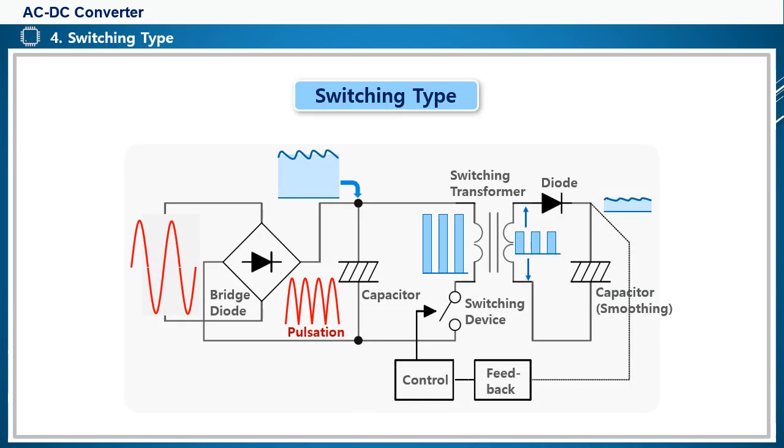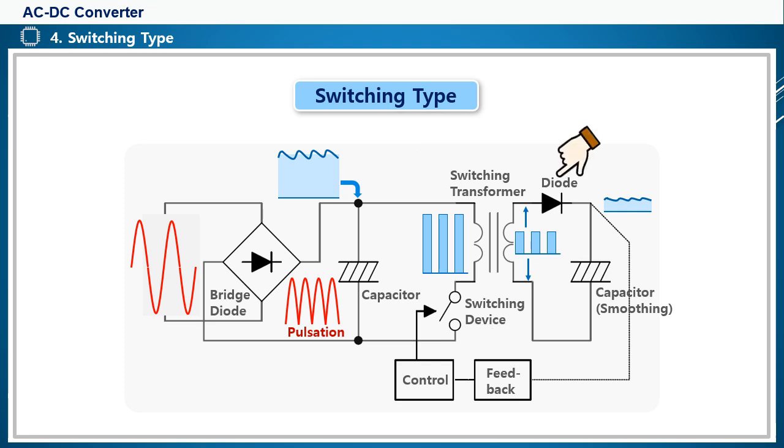Let's look at the circuit operation of the switching type. In the switching type, the AC input voltage is directly rectified by the bridge diodes to create a pulsating current. This pulse is converted to high voltage DC by a smoothing capacitor. This high DC voltage is transmitted to the secondary side by stepping down the high voltage square wave on the primary side of the switching transformer by turning the switching elements on and off.